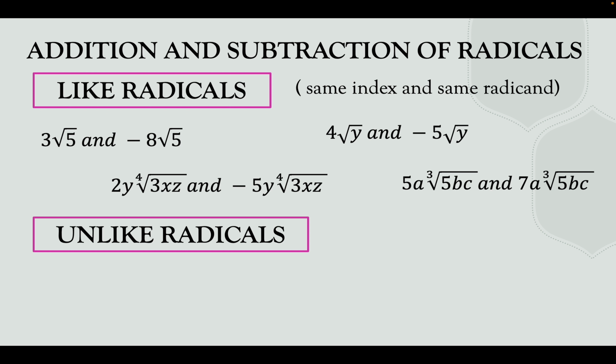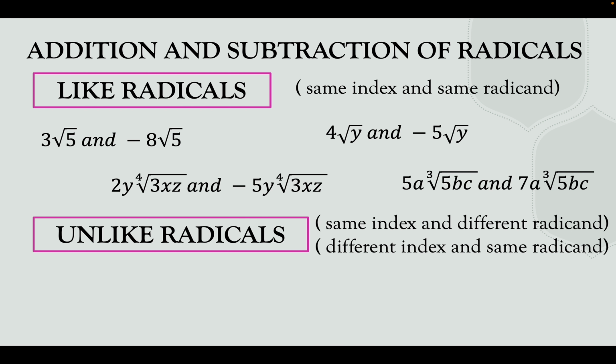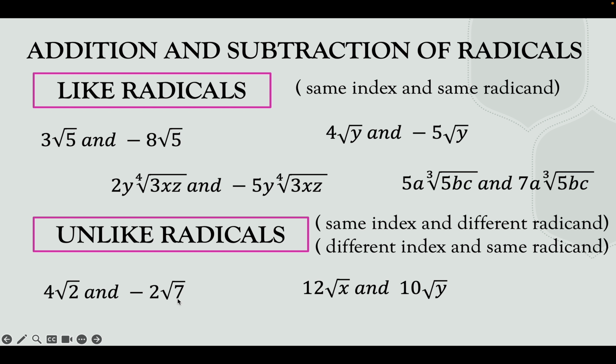Next, we have the unlike radicals. What are unlike radicals? They have the same index and different radicands, or different indices and the same radicand. For example, 4 square root of 2 and negative 2 square root of 7 have the same index but different radicands: 2 here and 7 here. Next, 12 square root of x and 10 square root of y have the same index 2 but different radicands, x here and y here.